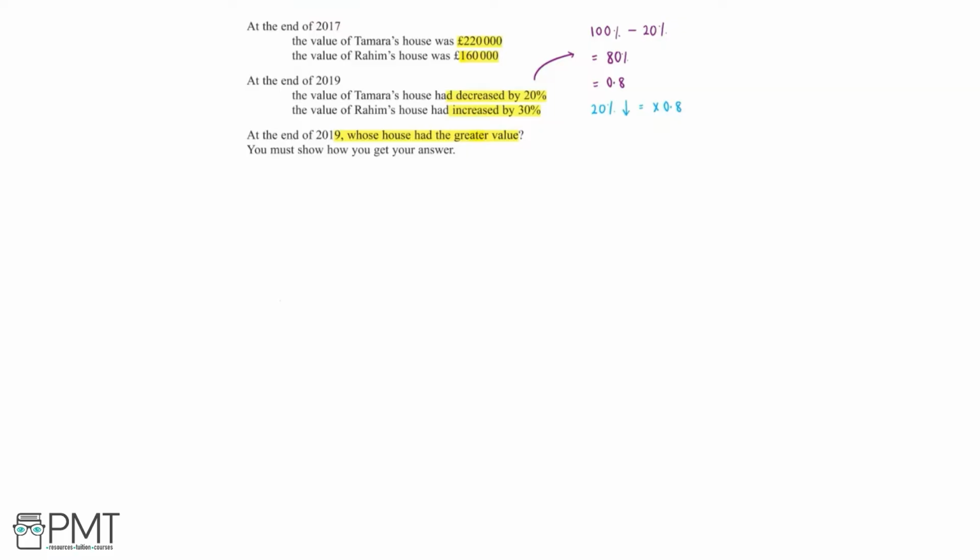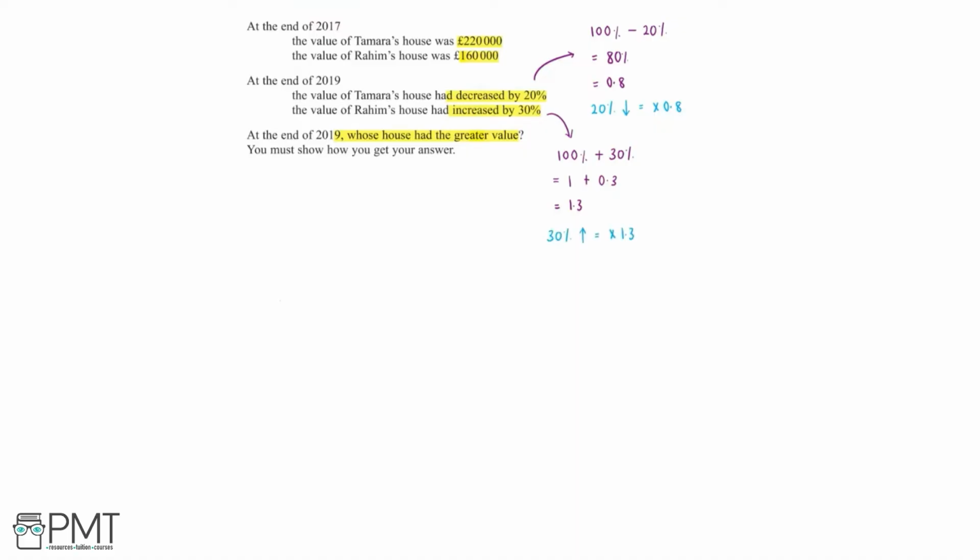We have the original value of 100%, and we have an increase of 30%. And so we'd be finding 100% plus 30%. Now in terms of a multiplier, 100% can be written as 1, and 30% can be written as 0.3. And so we'd be finding 1 plus 0.3, which is equal to 1.3. And so to find an increase of 30%, we'd multiply the original value by 1.3.